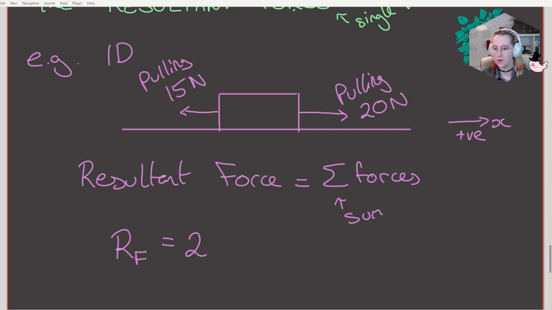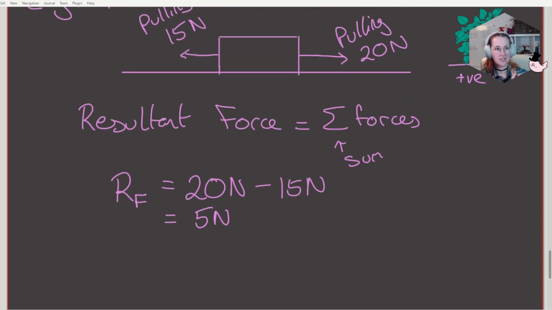So here we've got positive 20 newtons. And now the 15 newtons is working in the negative direction, so it's minus 15 newtons. So the resultant force on this object is 5 newtons. Okay? So that means that it's being pulled to the right with a force of 5 newtons, or the overall effect of being pulled left and right is just a feeling of being pulled slightly to the right.